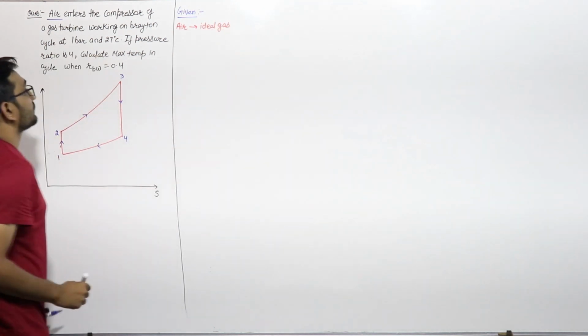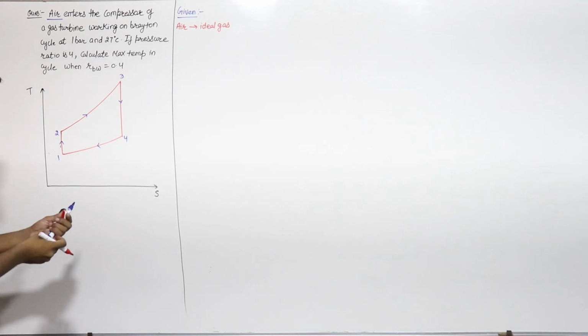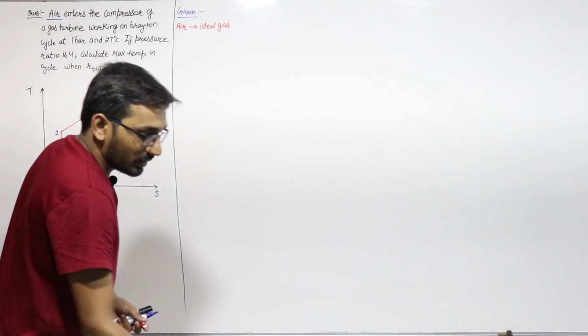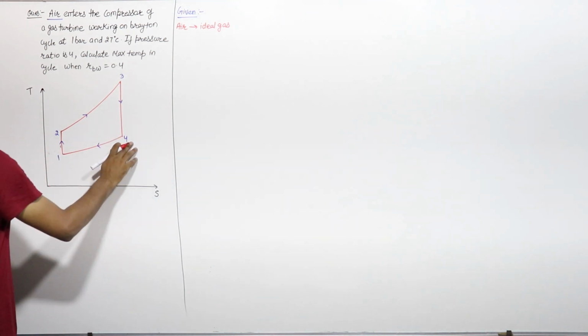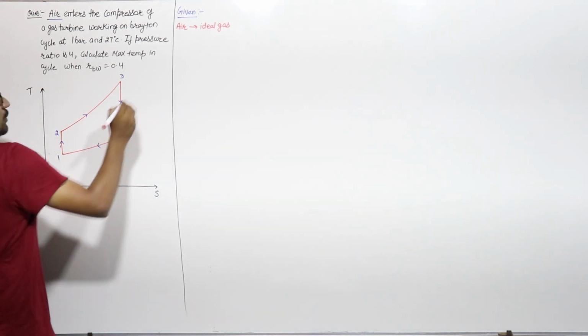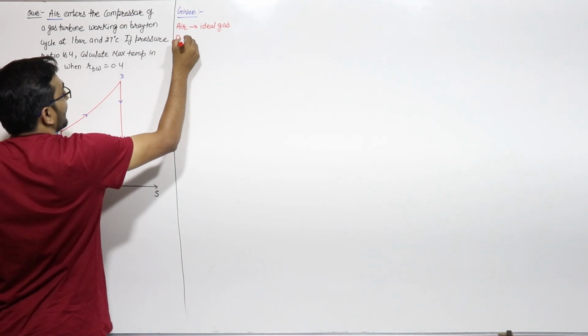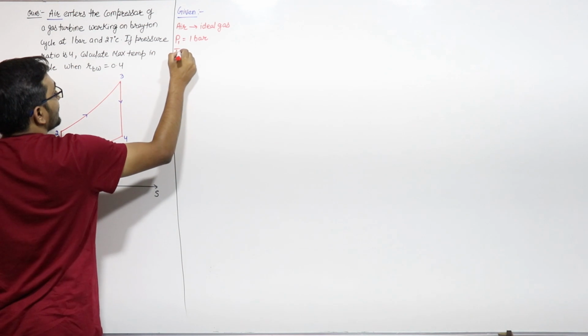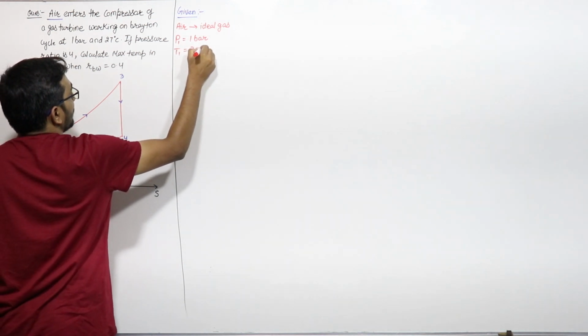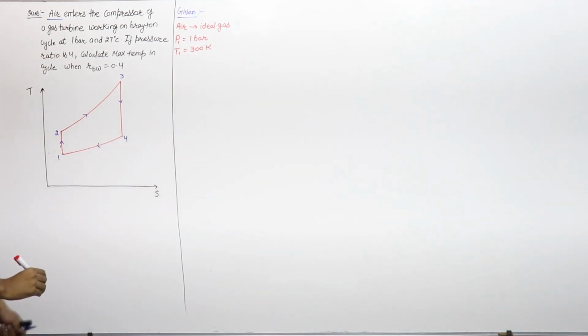So the air enters the compressor of a gas turbine working on the Brayton cycle at 1 bar. That means at the inlet of the compressor, at point 1. So P1 is given as 1 bar and temperature is 21 degrees Celsius, that means 300 Kelvin.